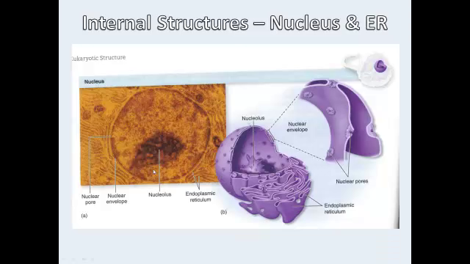Inside the nucleus is a structure called the nucleolus. This is the site of ribosomal RNA, or rRNA, synthesis. The subunits of ribosomes are assembled there before they are transported back out into the cytoplasm.